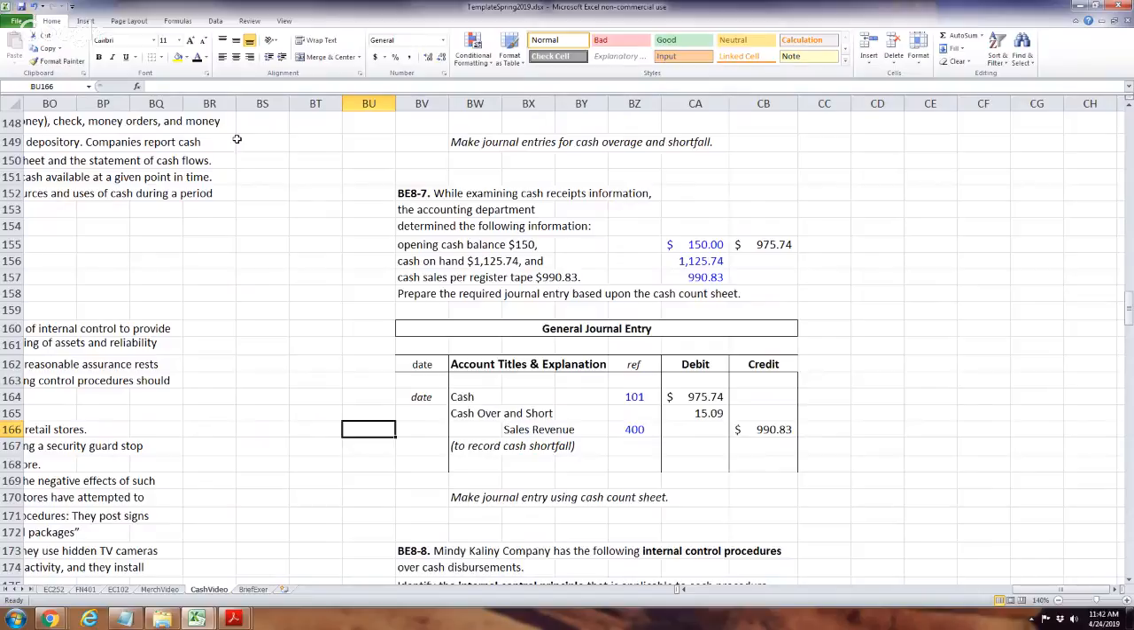But yeah, so you start with 150 in the draw. You measure 1,125.74. So you should have 975. Your adjustment should be 975, but your register tape says 990. So you're $15 short and some cents. Okay, that's how you work number 7.